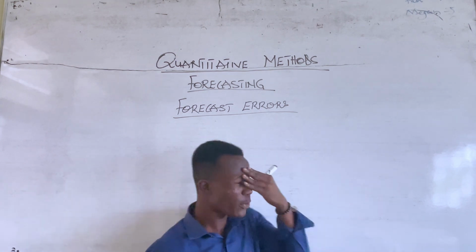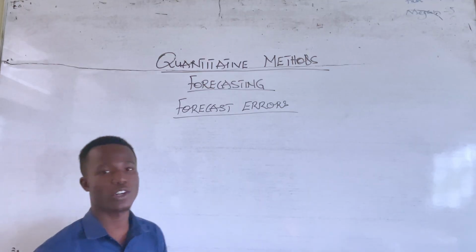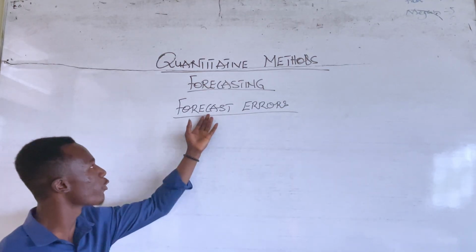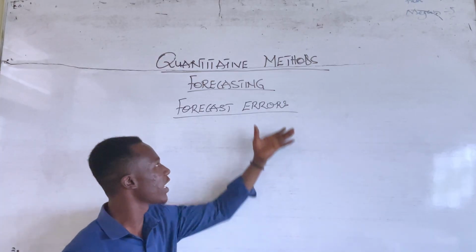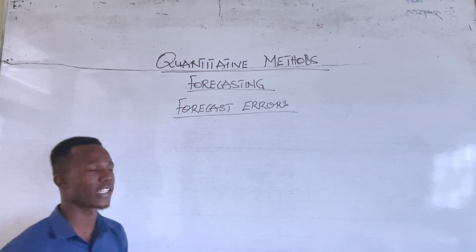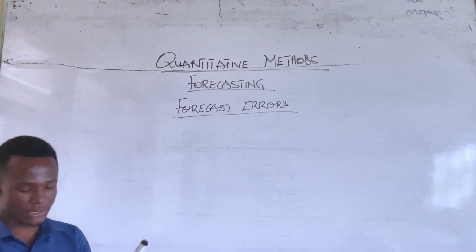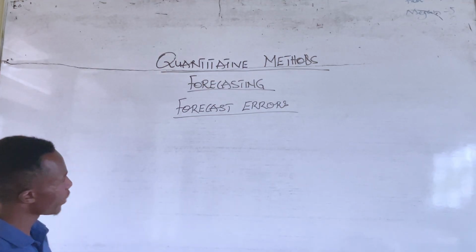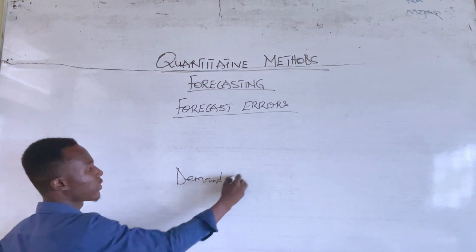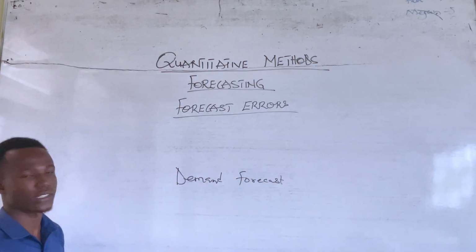Hello, so today we are going to look at the last part of the topic, which is forecast errors. We know forecast is to predict, and errors are just mistakes. So for forecast errors, we are going to look at mistakes in prediction, when you are predicting something. We are familiar with demand and forecast.